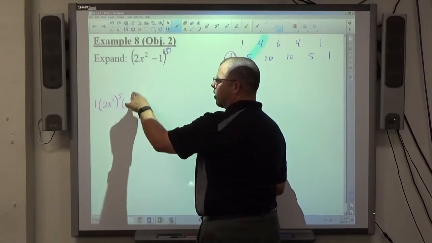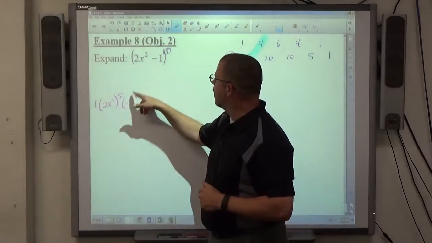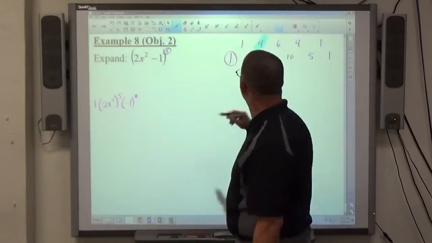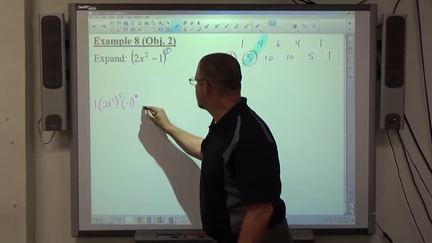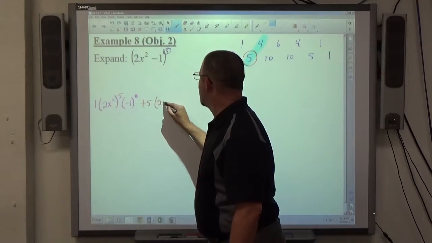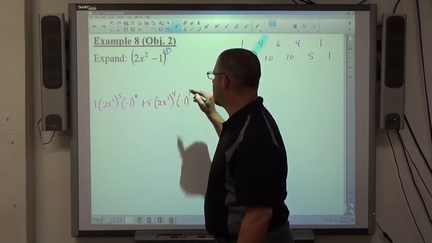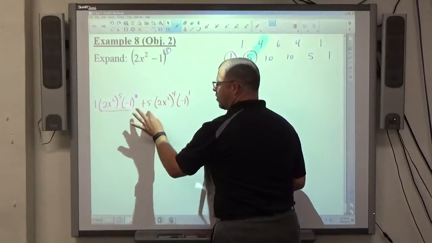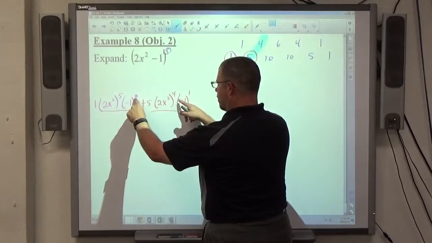The second term goes to the 0 power, always. All right? And notice I put negative 1 there because it says minus 1. And again, you have to account for negative signs when you do this. The second term is plus 5. Then I'm going to do 2x squared, and I'm going to decrease that power by 1. Negative 1, I'm going to increase that by 1. So once you've got the first term created, it's just these two that always end up there. It's just the powers counting down: 5, 4, and then counting up 0, 1.